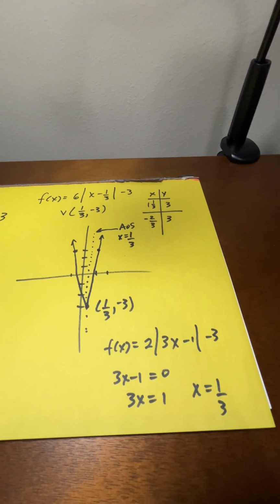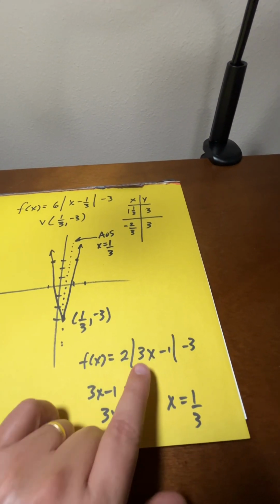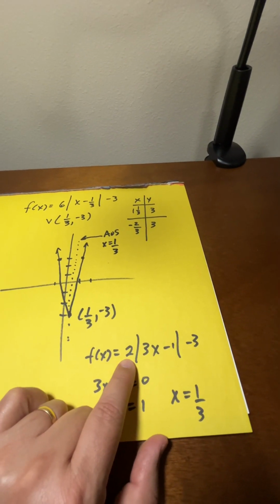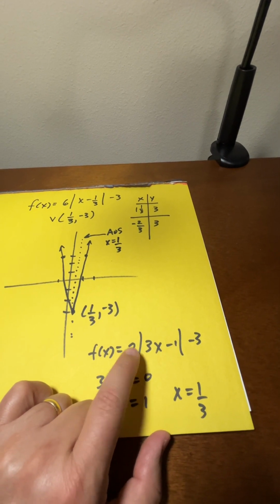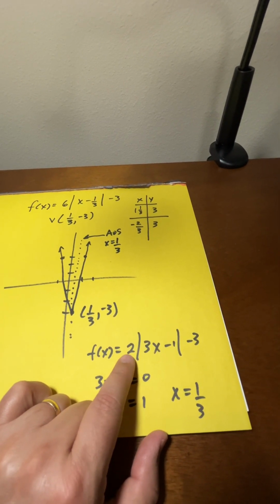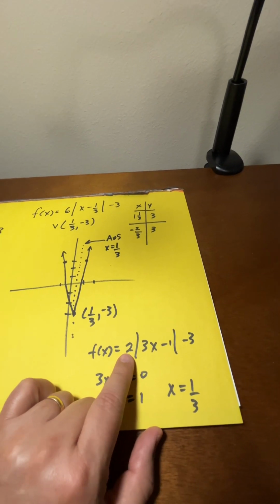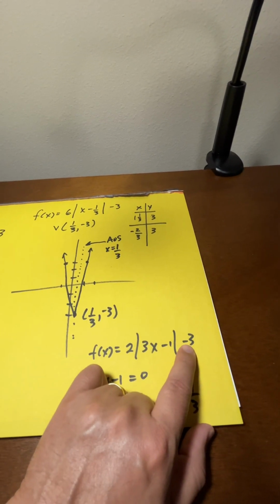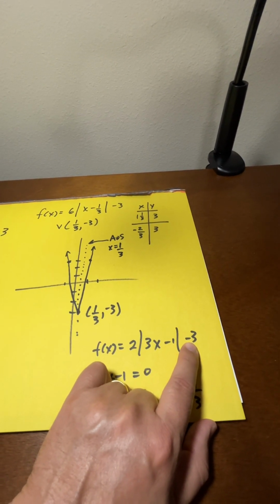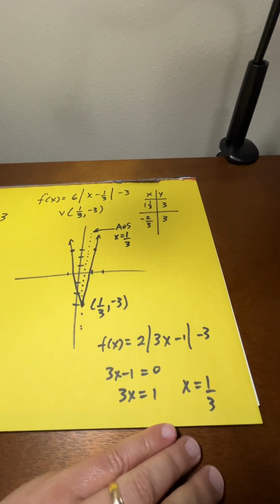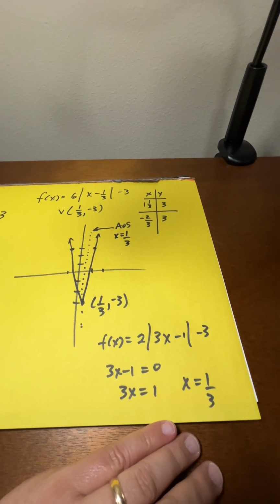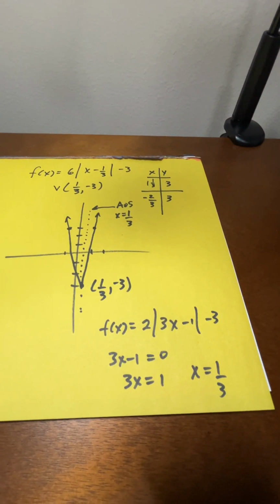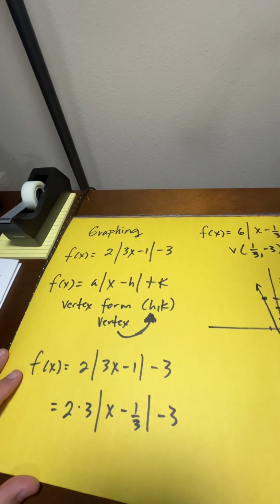If somebody asks you something about how this compares with the normal absolute value function, it has a vertical stretch by a factor of 2 because this is out here. It's opening upward because this is positive, and the vertex is moved over 1/3 to the right and down 3 because of that. So you can answer some questions like that as well. So they may ask you some questions about shifts and stretches and all that good stuff. Anyway, hope that helps with graphing an absolute value function.